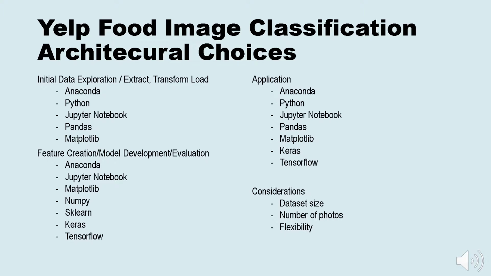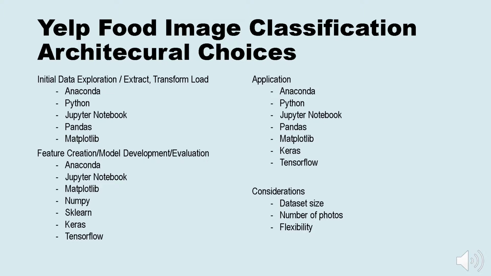For the architectural choices, Anaconda was used as the platform. Jupyter Notebooks with Python was utilized for the actual development. Pandas was utilized for file processing, and Matplotlib was utilized for processing images and displaying. In addition, for feature creation, NumPy was utilized for array creation. In addition, sklearn was utilized for logistical regression. TensorFlow and Keras were utilized for the convolutional neural networks.